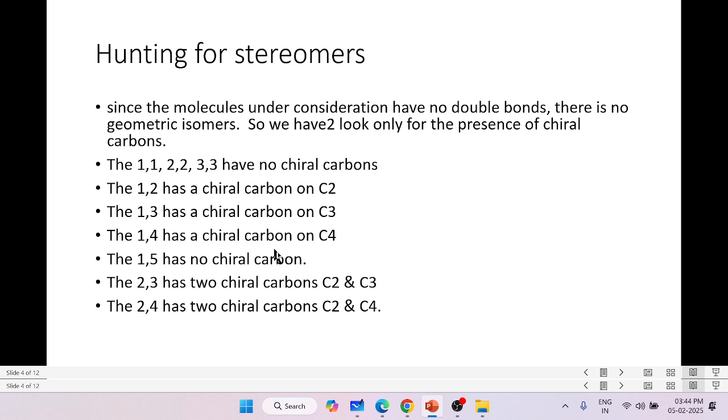Now we are going to look at stereoisomers. Since the molecule under consideration has no double bonds, there is no possibility of geometric isomers here. So we have to look only for the presence of chiral carbons. We can see that 1,1, 2,2 and 3,3 have no chiral carbons. The 1,2 has a single chiral carbon on C2, 1,3 has a chiral carbon on C3, the 1,4 has a chiral carbon on C4, the 1,5 once again has no chiral carbon, the 2,3 has two chiral carbons on C2 and C3, and the 2,4 has two chiral carbons on C2 and C4.